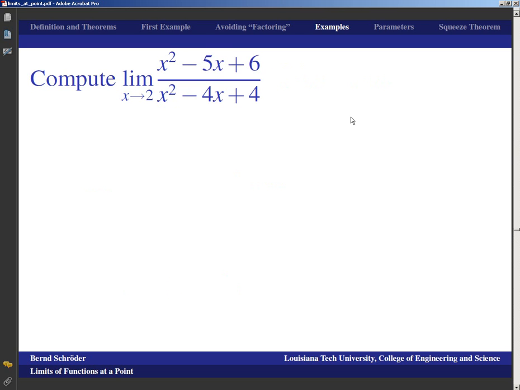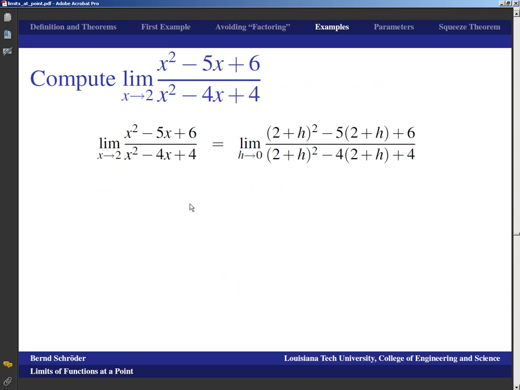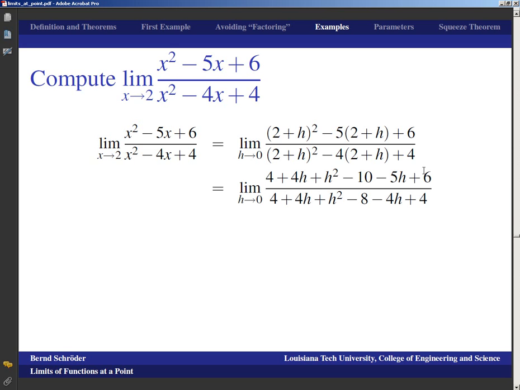Now let's take a look at the limit of x squared minus 5x plus 6 over x squared minus 4x plus 4 as x goes to 2. Well, again, we just replace the x's with 2 plus h's. That's all that happens in this step. We've seen that before now. We multiply out the parentheses. 2 plus h squared becomes 4 plus 4h plus h squared.